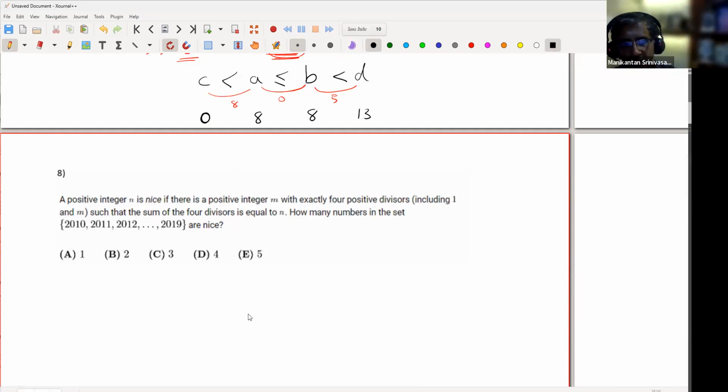Question 8. Positive integer n is nice if there is a positive integer m with exactly 4 positive divisors, including 1 and m, such that the sum of the 4 divisors is equal to n. So the statement is a little long, but okay. n is the integer that we are talking about being nice or not. It's nice as long as there is a positive integer m with 4 positive divisors, sum of the divisors equal to n. How many numbers in the set are nice?